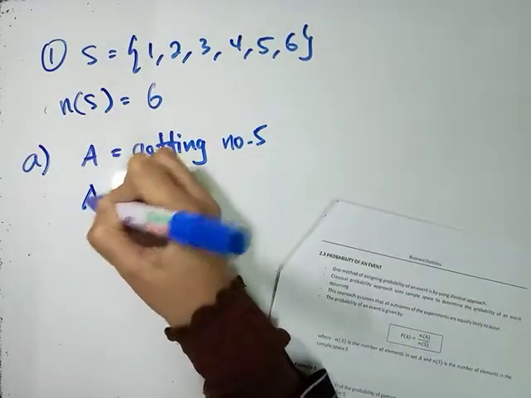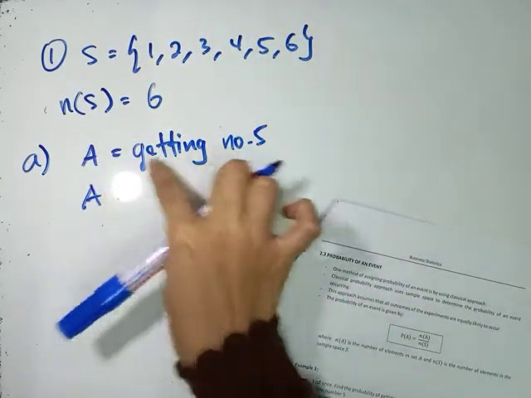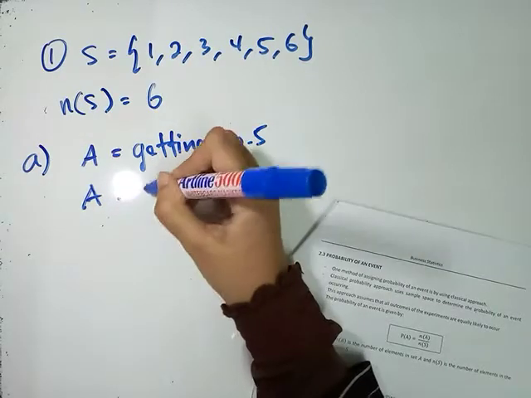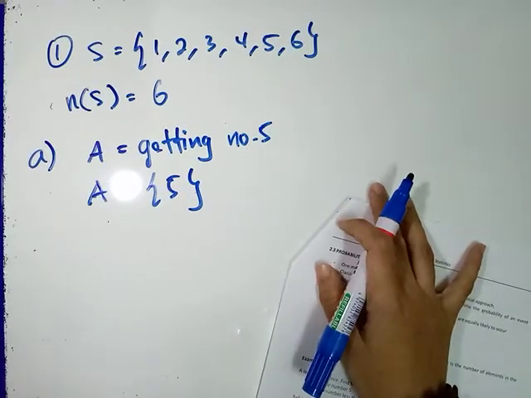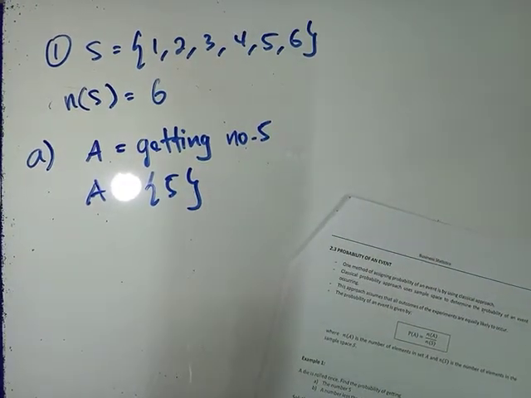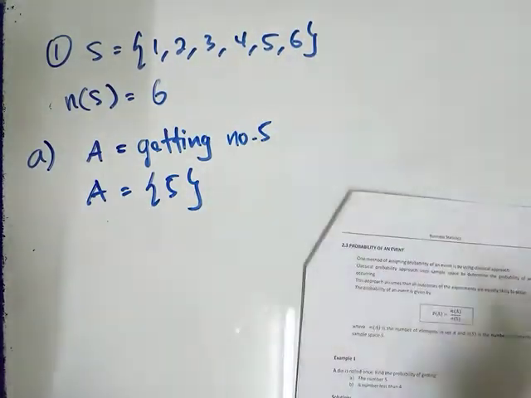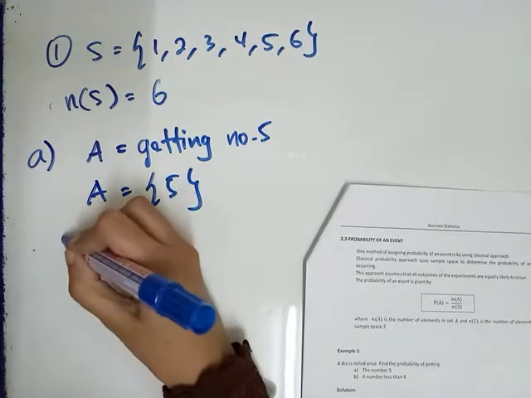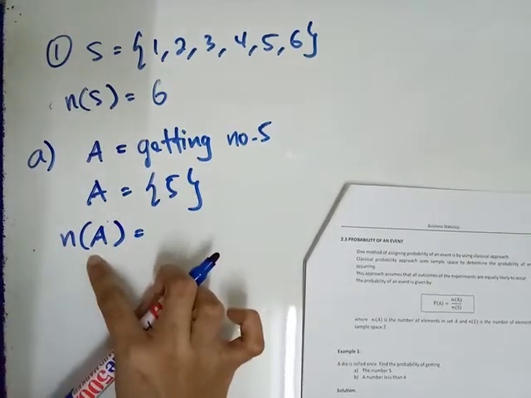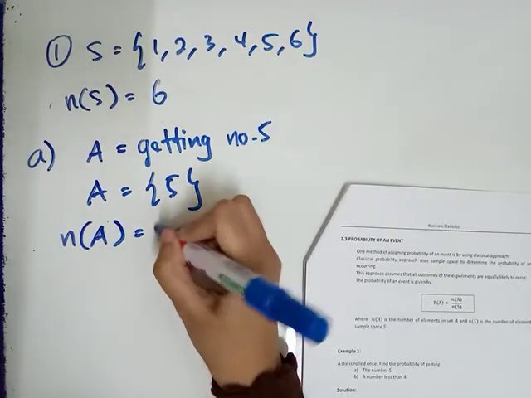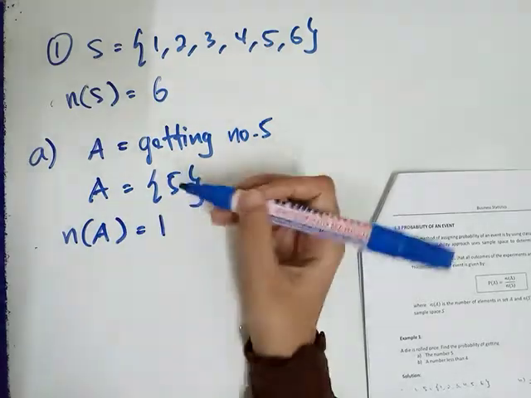So what is the element in set A from the sample space? We know that when we let getting number 5, the element in set A is 5. And then what is the number of element in set A? NA ni adalah the number of element in set A. It is 1, only 1. And then barulah kita boleh cari probability dia.